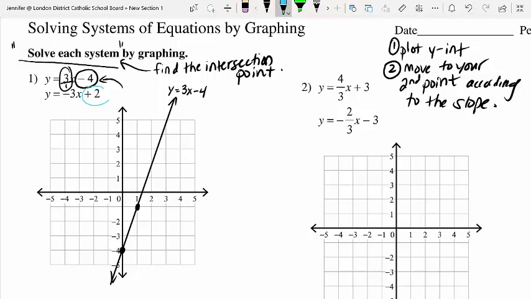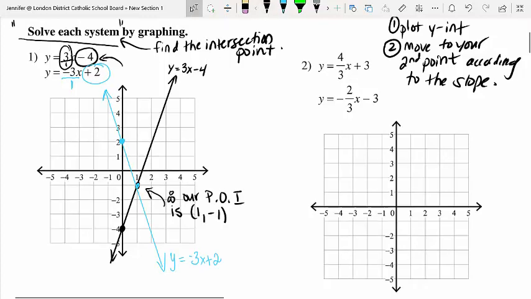Okay, the next one has a y-intercept of 2, so there's my first point. Now I'm going to turn my slope into a fraction, and we have a -3 over 1. So it means we go down 3 and to the right 1. So down 3 and to the right 1. And we'll connect the dots. Therefore, our point of intersection, feel free to use the short form, is at +1 and -1. Alright, let's try number 2.